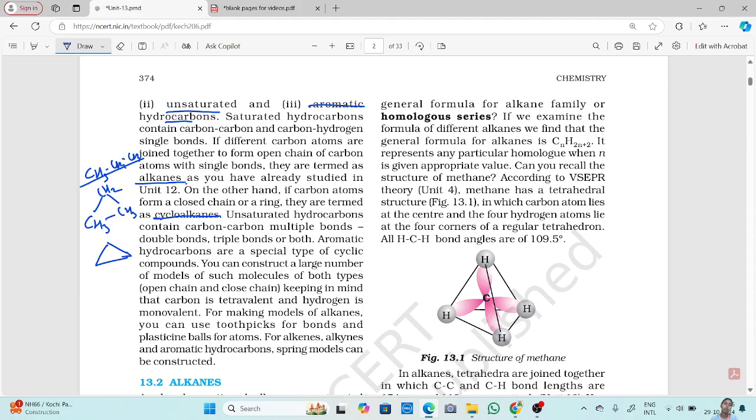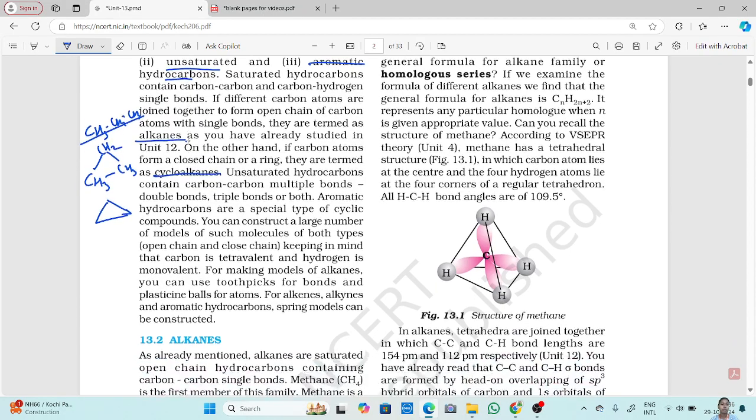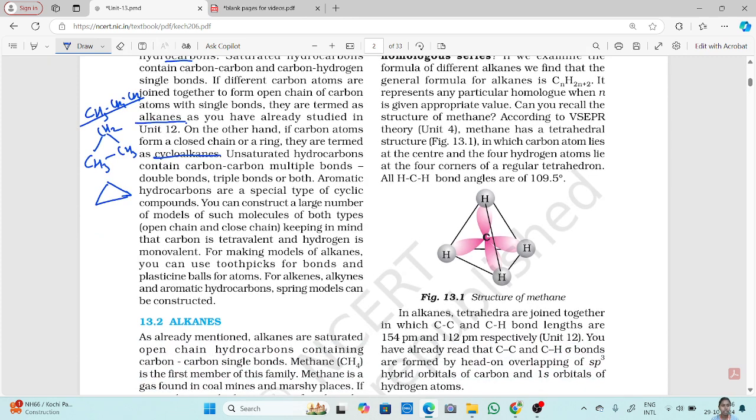Now this double or triple bond can be present with any molecule also. It's not always true that the double bond or triple bond should be present between carbon-carbon. You can have them with any other functional groups also. Those are all called unsaturated hydrocarbons. Now aromatic hydrocarbons are a special type of cyclic compounds. They are cyclic compounds, but they are special.